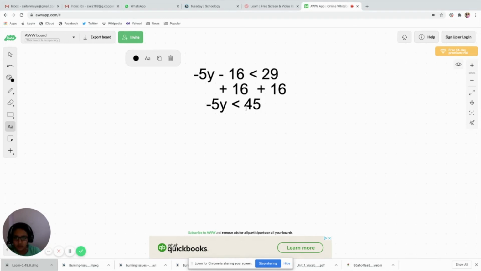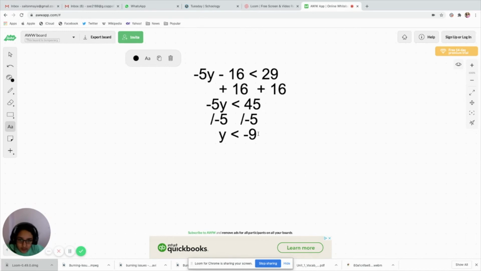Now, as you know, in the equation part, we have to divide. But I said the sign will change. How will the sign change? Let's just divide by -5 and do that first. We get y is, I'm going to leave this blank, -9. So let's keep this with the thing first, just for the sake of keeping it. Now we say y is less than -9.